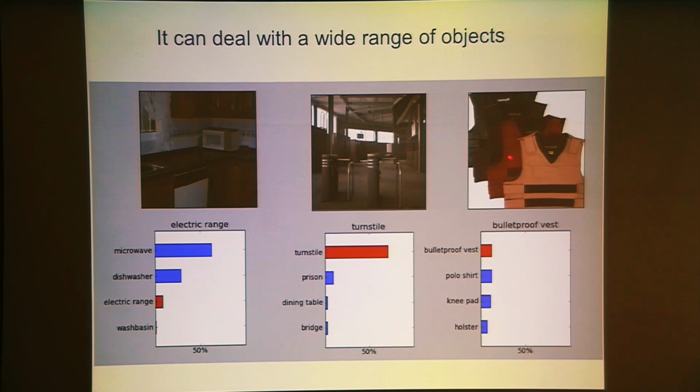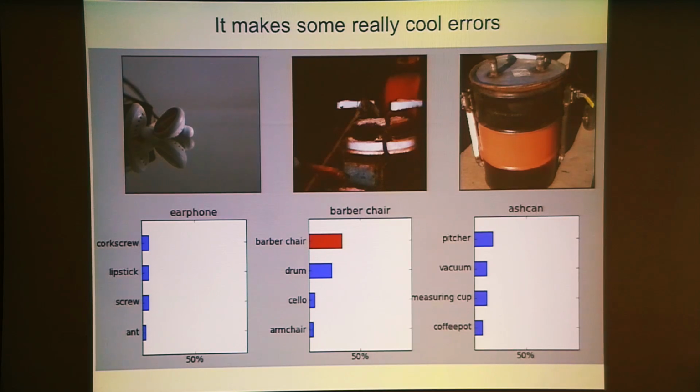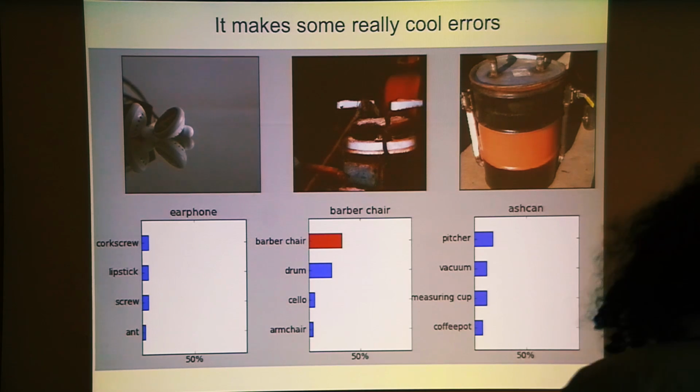It gets pictures as well as real things. These are from catalogs, and quite a lot of the things in ImageNet are like that. And here's my favorite example. This is some iPod headphones or something. It says corkscrew. Well, that's not so good. And lipstick, that's not so good. And screw, that's not so good. And then it says ant. And you think, ant? What?